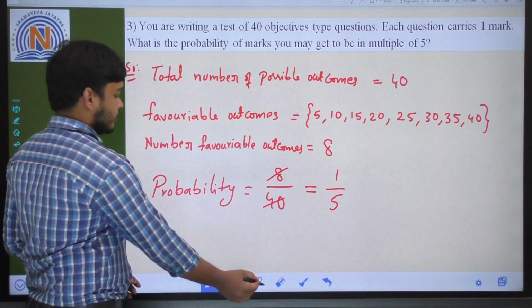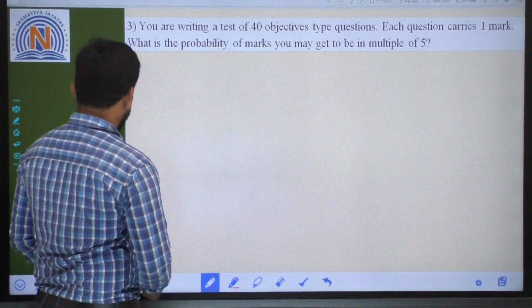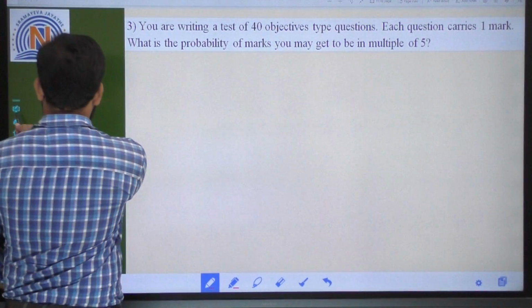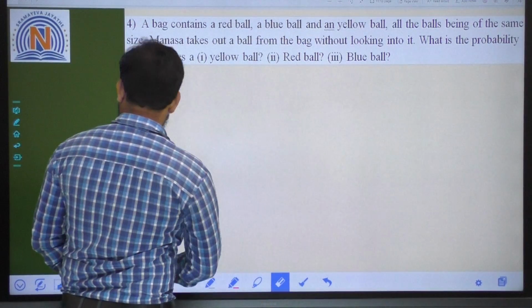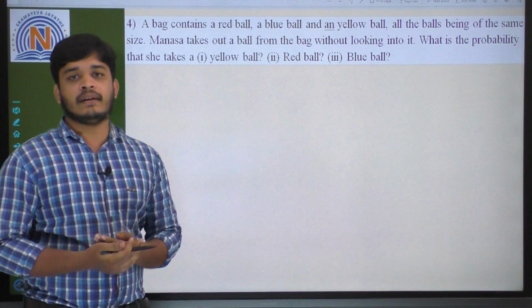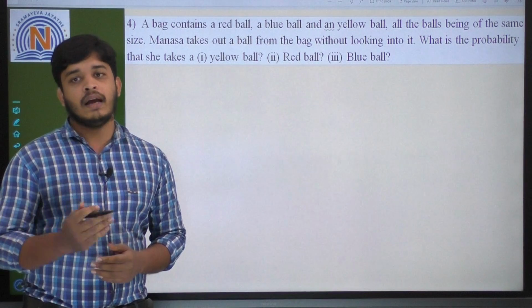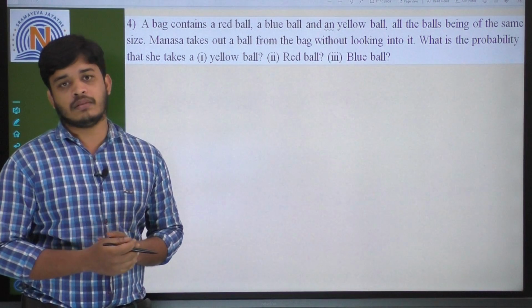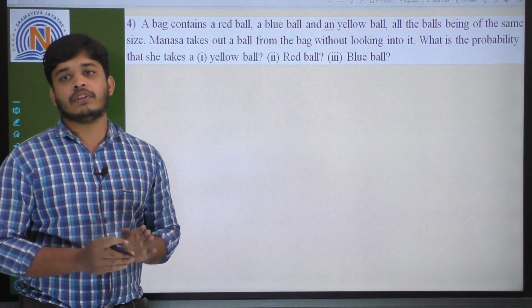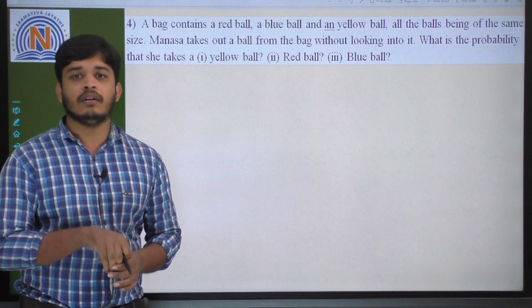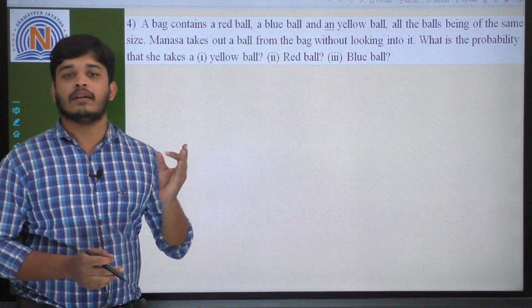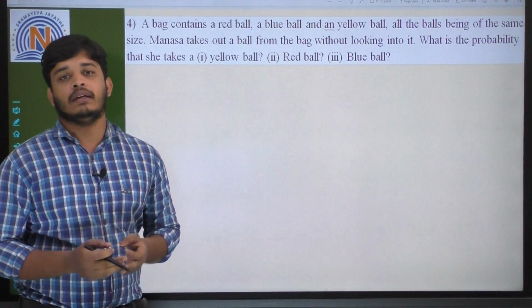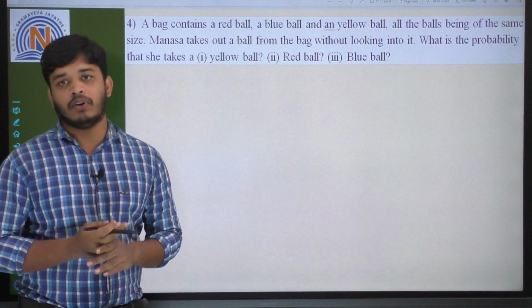Now the next one. See, in the fourth question, a bag contains a red ball, a blue ball and a yellow ball, all the balls being of the same size. So Manasa takes out a ball from the bag without looking into it. So she is taking a ball from a bag, right? How many balls are there? Red ball is there, blue ball is there, yellow ball is there. Total 3 balls are there. So what is the probability that she takes a yellow ball, a red ball or a blue ball?